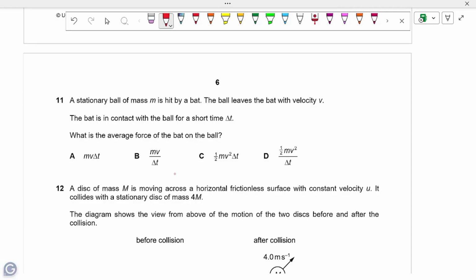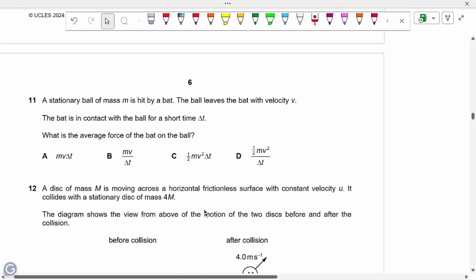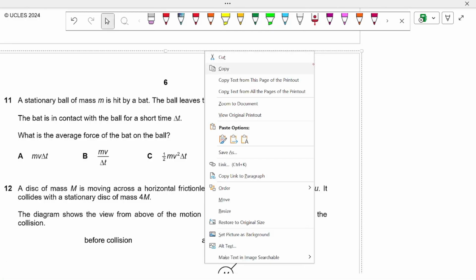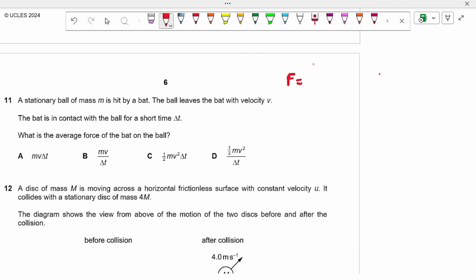So you have a stationary ball. You're going to hit it with the bat, and the ball is going to leave the bat with velocity v. It's in contact with the bat for a short period of time, delta t, and you want to find the average force of the bat on the ball. According to Sir Isaac Newton, a force is basically the rate of change of momentum, so the change in momentum divided by time. That is basically what a force actually is.